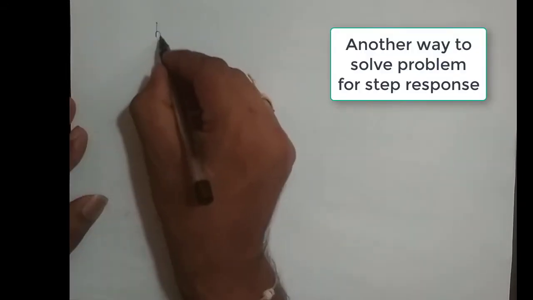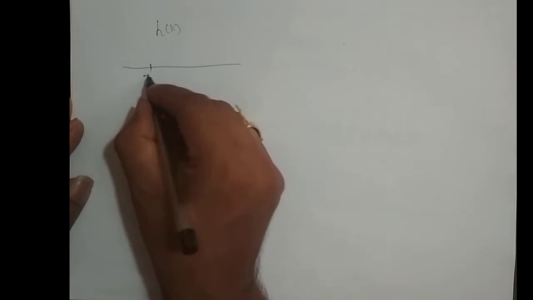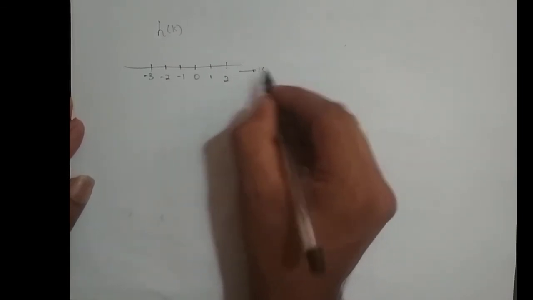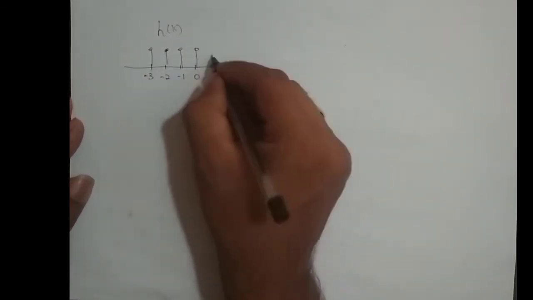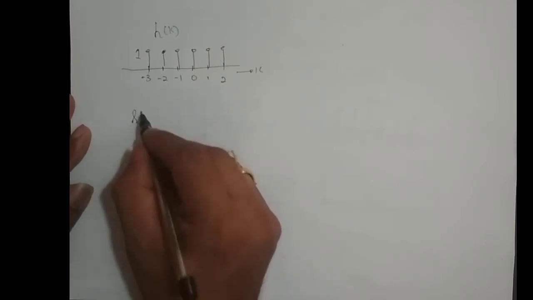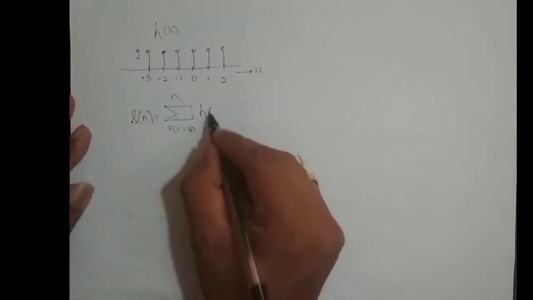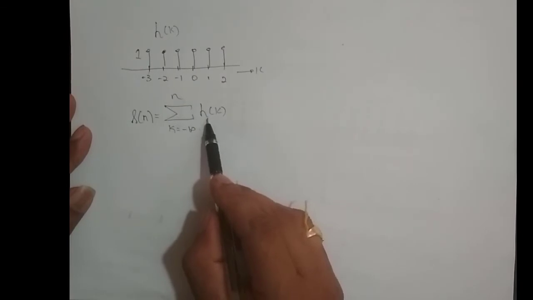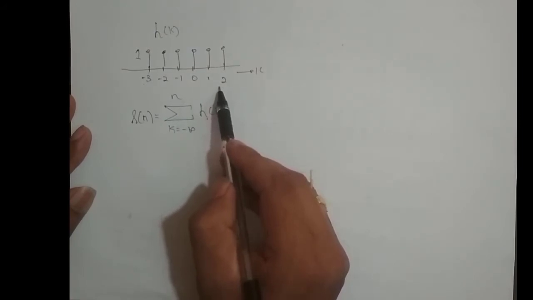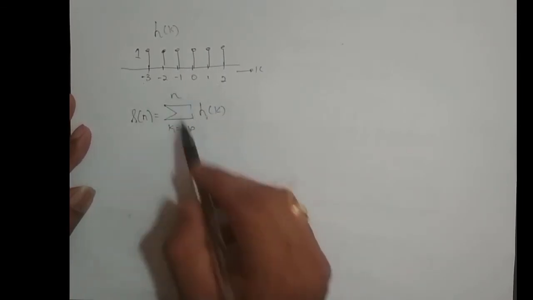Fine. So h of k is 1 from -3 to 2. So -3, -2, -1, 0, 1, 2. This is k, and everywhere it is 1. Now the step response formula: S of n is the summation k varying from -infinity to n, h of k. Now h of k is varying from -3 to 2, and its amplitude is 1.